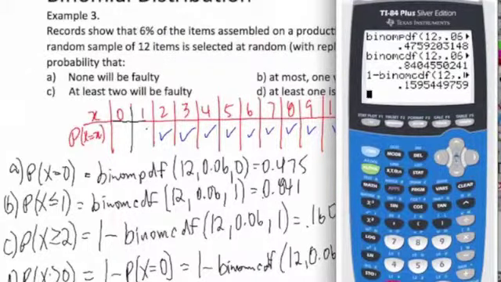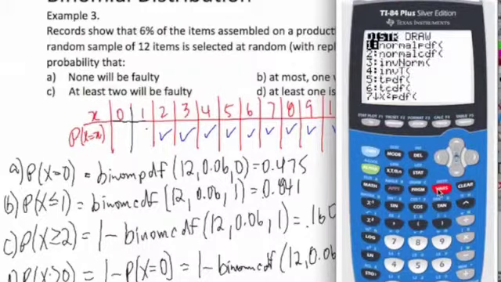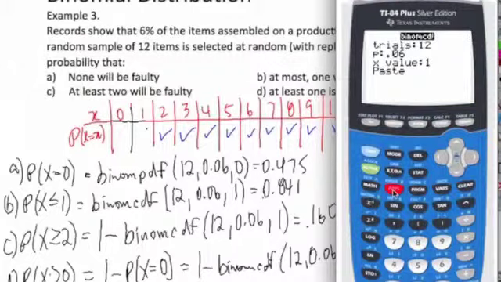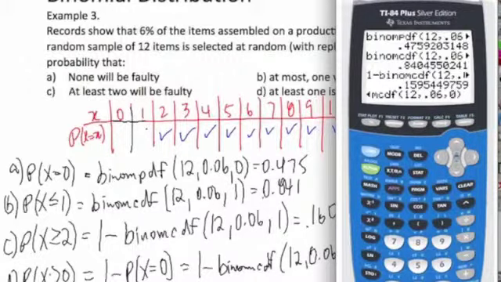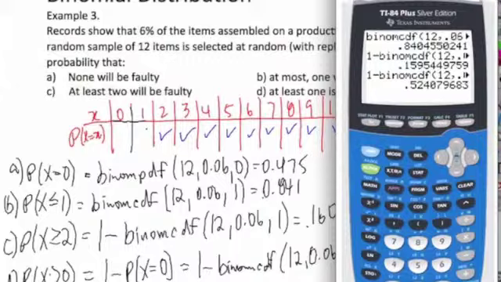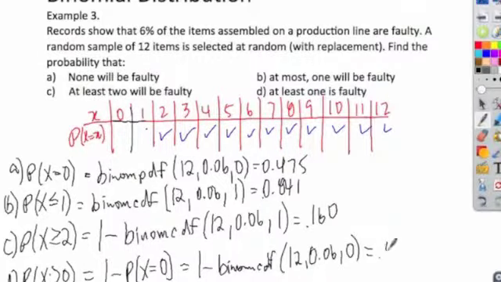So it's going to be 1 minus, second. And we're going to go alpha apps. These entries are all the same. But I do want the calculator to stop adding at 0 this time. Enter. You should get the answer 0.524. That is the probability. All right.